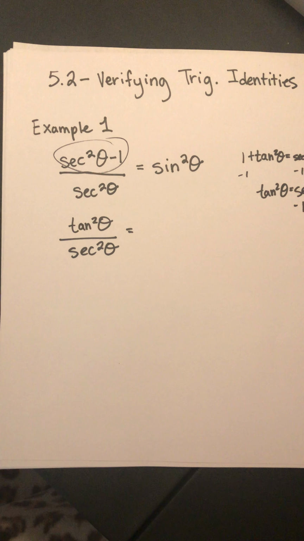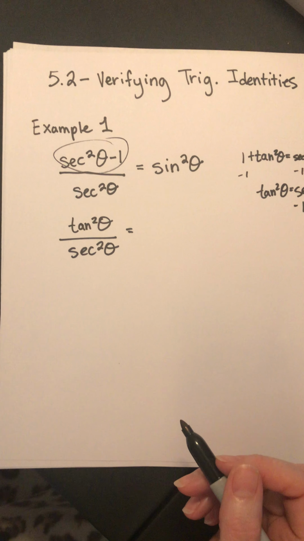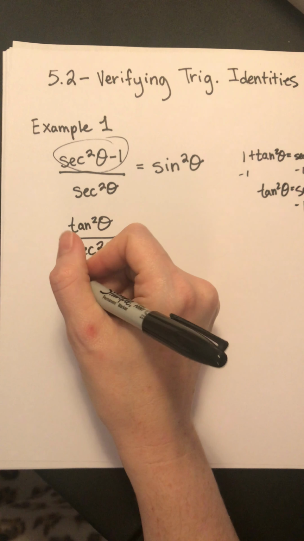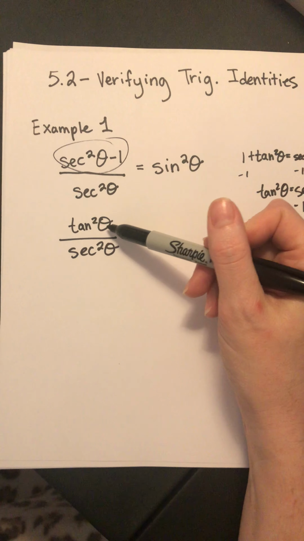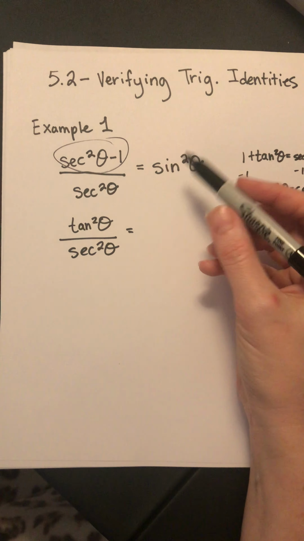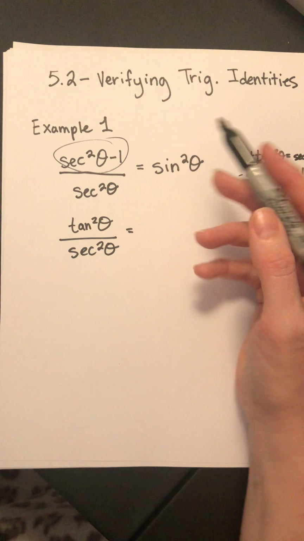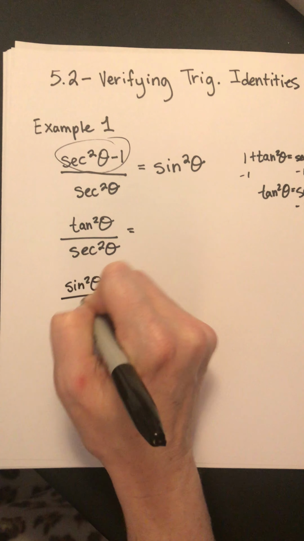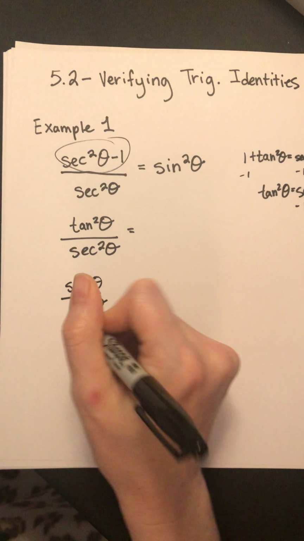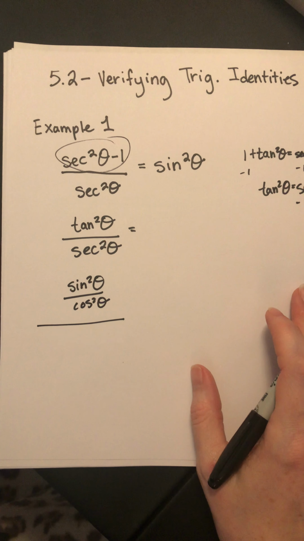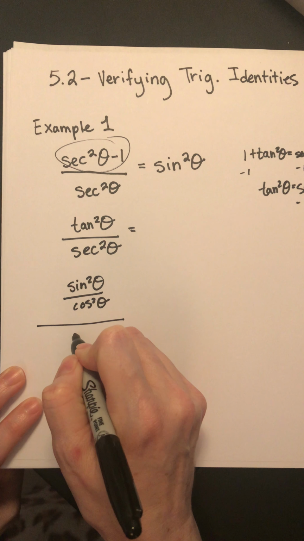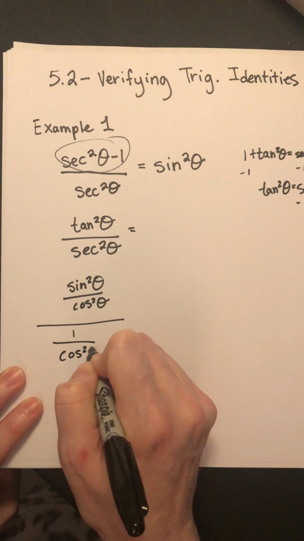Sorry, give me a second, I lost my page. All right, now we can change this. I'm going to go ahead and change everything to sines and cosines. That's kind of my go-to. I like to work with that. So we know that tangent squared is sine squared over cosine squared, and secant squared is 1 over cosine squared.